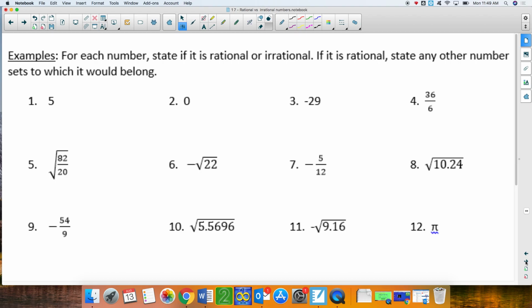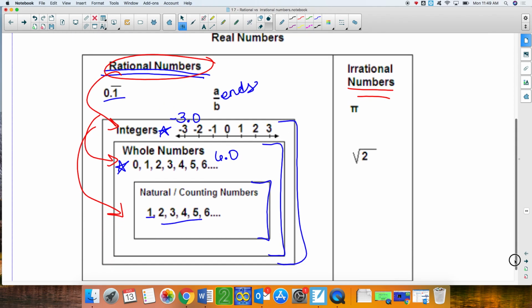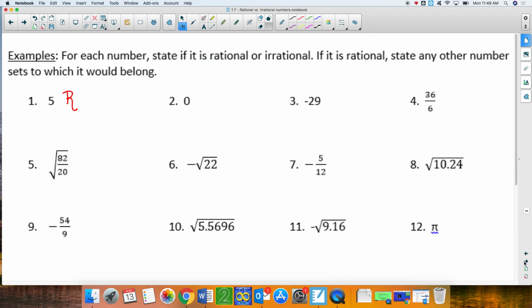Okay, so the first one, the number 5. That's a nice clean number, so this is a rational number, and I'm just going to put an R. Then we're going to go in order. If you turn back to this chart, is the number 5 also an integer? Would it sit on a number line? It would, so we're going to say it's an integer. Is it a whole number? Remember, whole numbers are your counting numbers, including 0. It is. And is it a natural number? Is it a counting number? The answer is yes. So the number 5 is rational, an integer, a whole number, and a natural number.